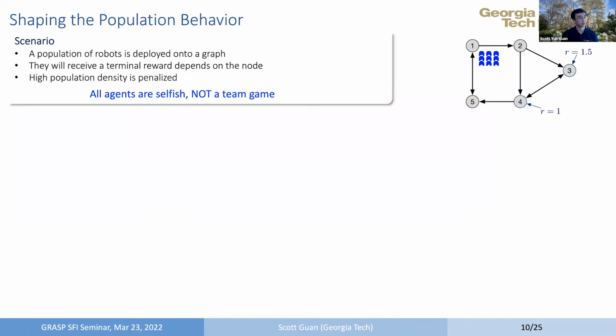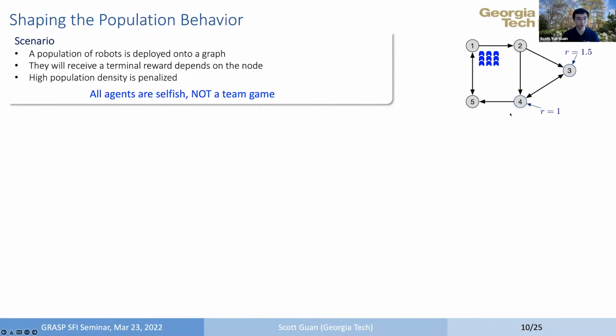So we finally apply this framework to a dynamic resource allocation problem over a graph. We have a population of robots deployed to a graph, and they can traverse along the edges and move around the nodes. They will receive a terminal reward at the terminal time step if they are at node 3, and an agent will receive 1 unit of reward if it is at node 4.